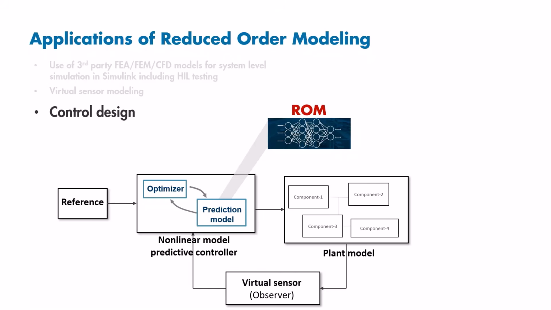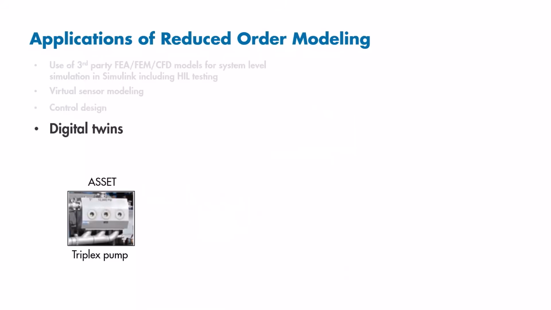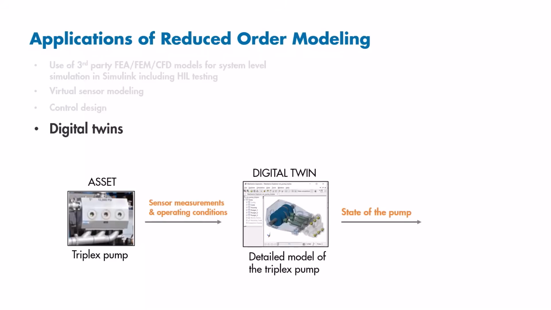One more application of ROM is digital twins. You might have a system consisting of detailed models of different components, which you might be interested in updating periodically to function as digital twins of your assets. To make these models more suitable for periodic updates that can be computed in a short amount of time, you can create reduced order models.